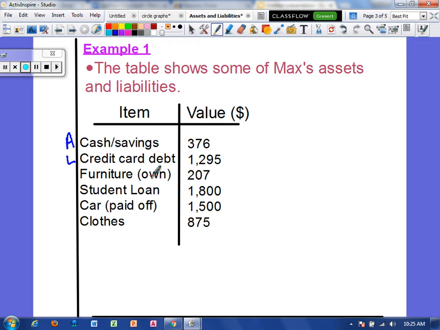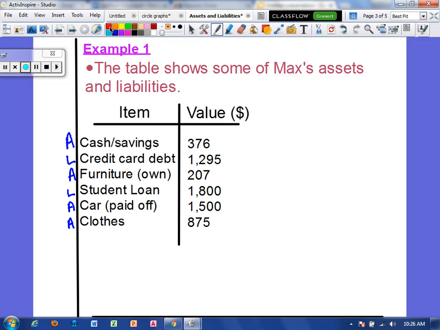Furniture that Max owns is worth $207. He owns it. It is an asset. A student loan, $1,800. He owes this money. It is a liability. A car that is paid off, $1,500. He owns the car since he paid it off, so that is an asset. And then clothes are worth $875. He owns his clothes, so that would be an asset. So now we've identified which is which.